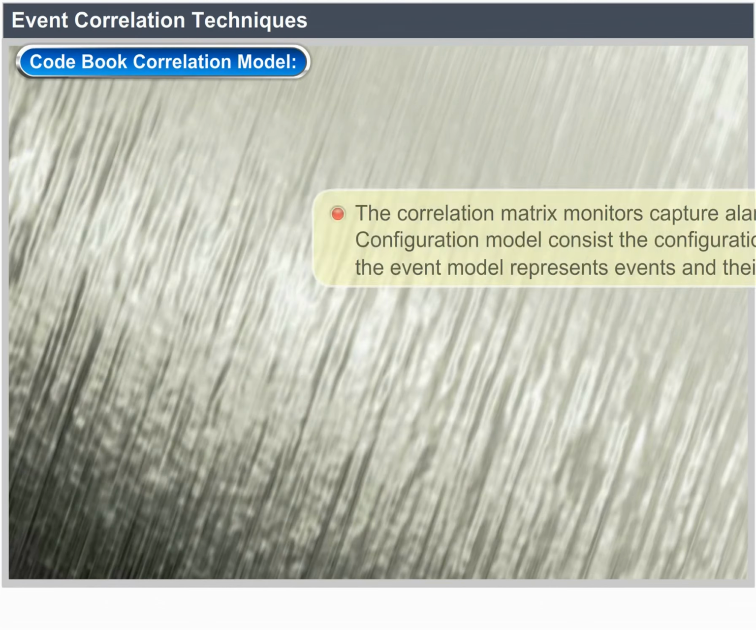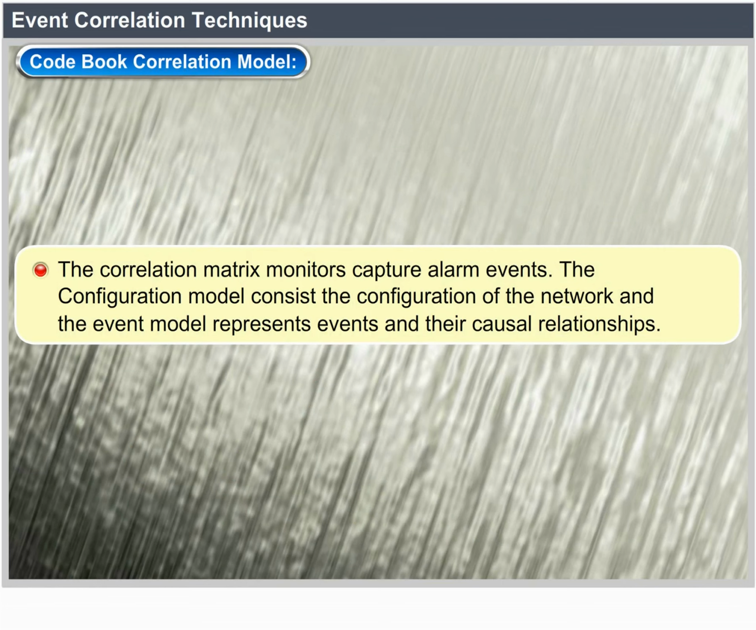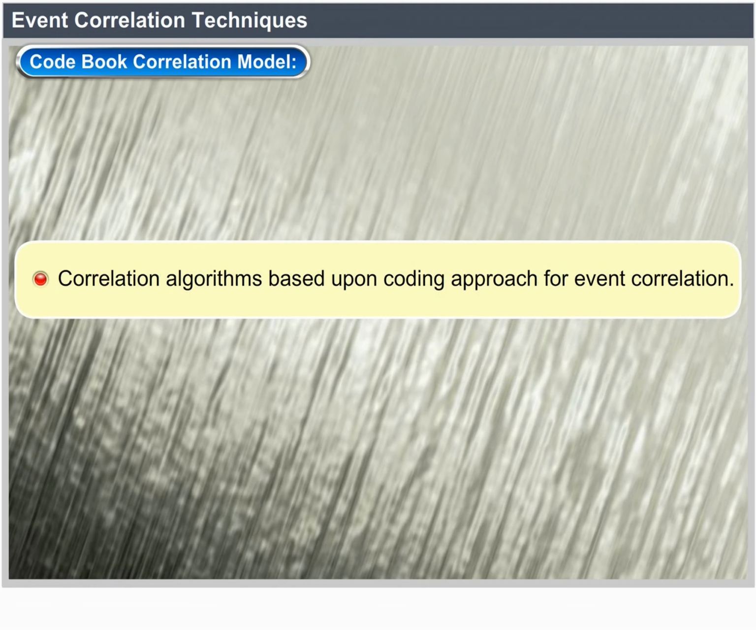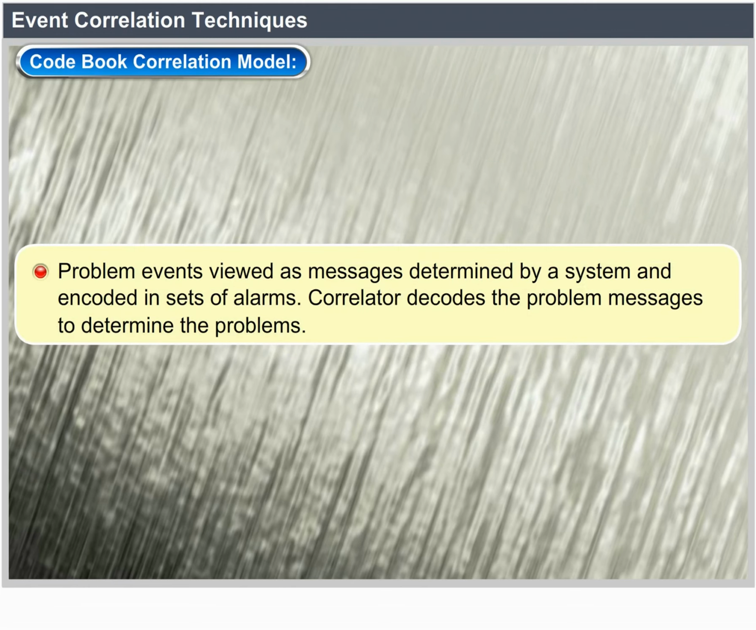The correlation monitors capture alarm events. The configuration model contains the configuration of the network, and the event model represents events and their causal relationship. The correlator correlates alarm events with the event model and determines the problem that caused the events. Correlation algorithms are based upon a coding approach for event correlation. Problem events are viewed as messages generated by a system and encoded in sets of alarms. The correlator decodes the problem messages to identify the problems.